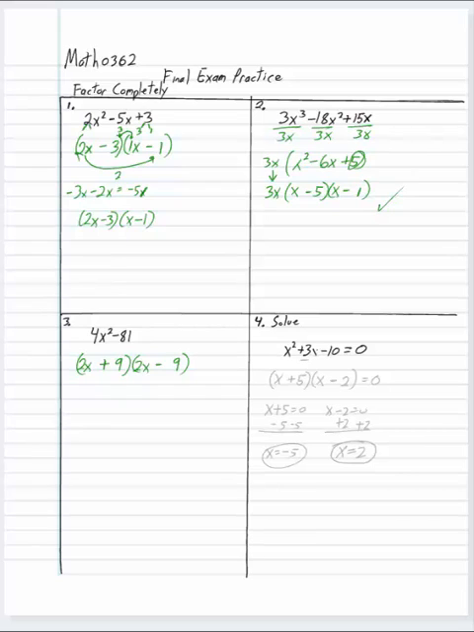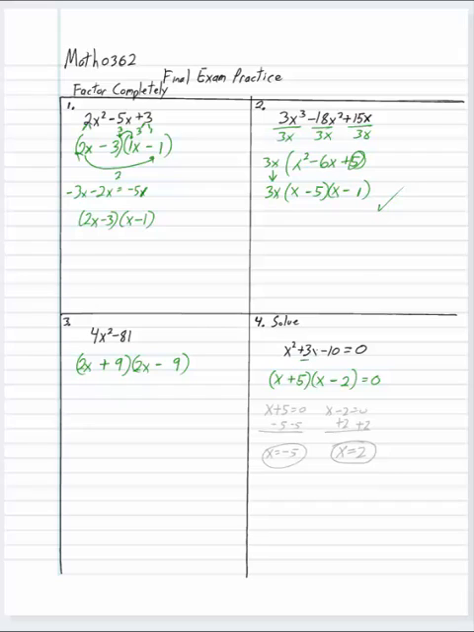Number 4, we would like to solve. Let's factor first. X squared breaks up into x and x. Two numbers that make 10 are 5 and 2. And I like 5 and 2, because positive 5 minus 2 gives us 3.